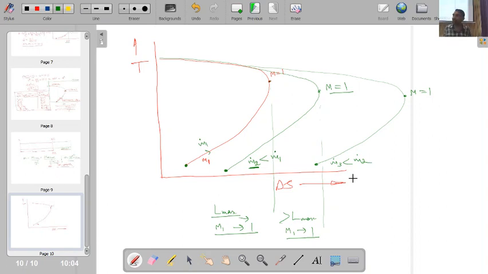So this is one important finding, that if we keep on increasing the length, then basically what is happening to my Fanno curve. Okay, up to this point, is it clear?